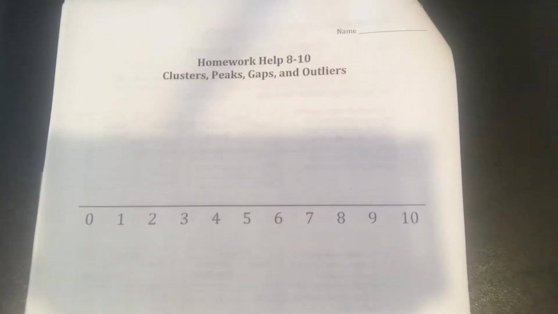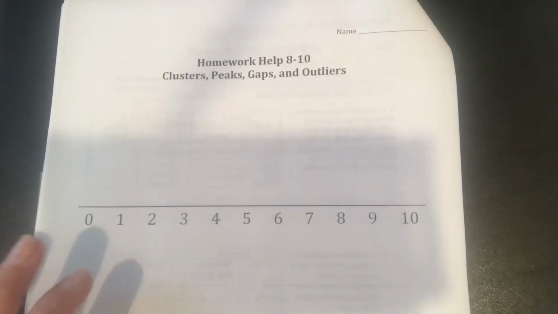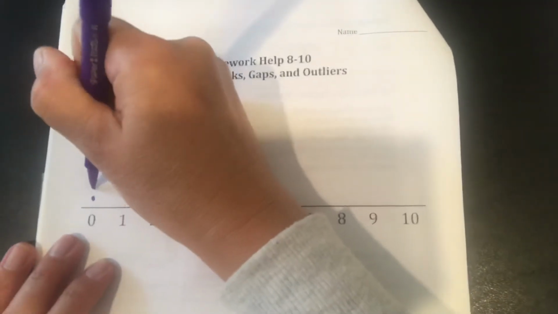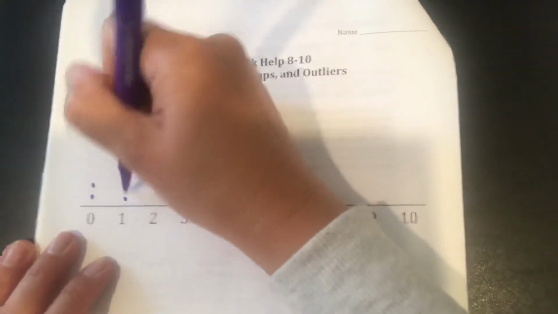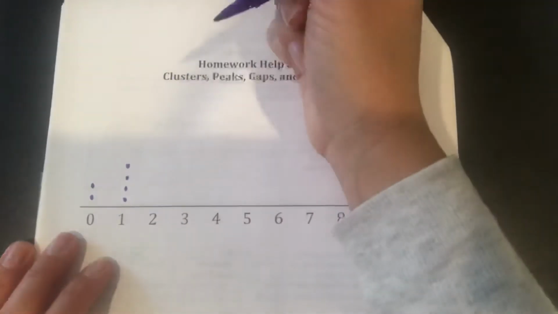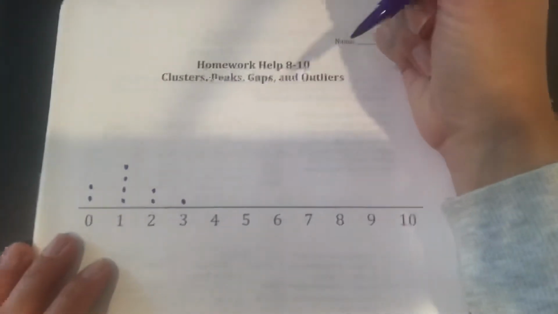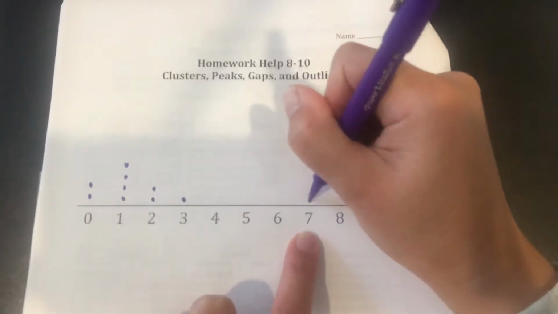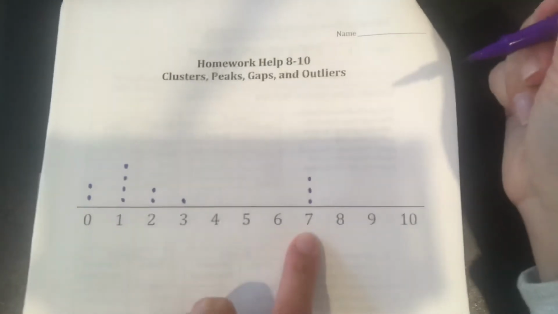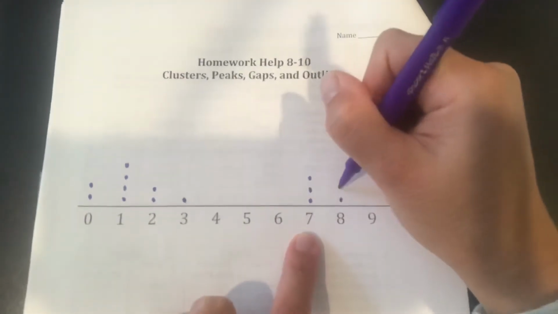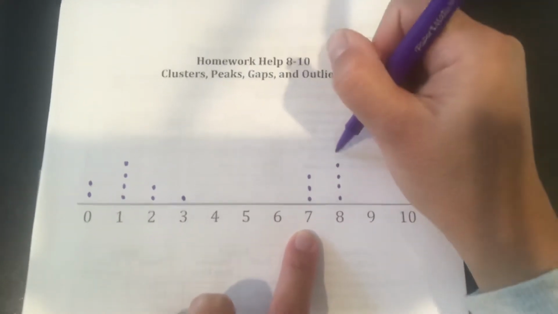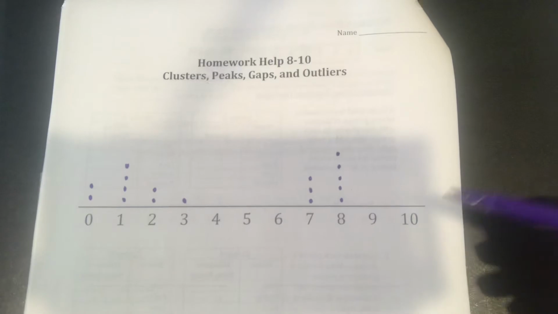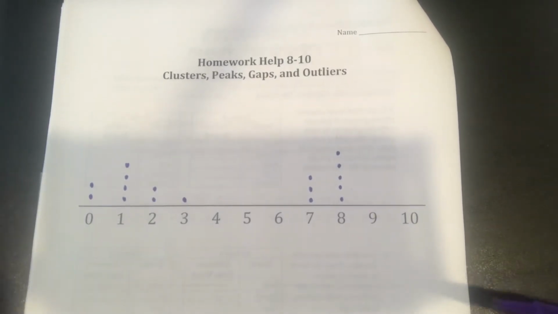Okay, so we're going to go ahead and start with a dot plot. First of all, I have 2 dots at 0, 4 dots at 1, 2 dots at 2, just fill this out as we go, 1 at 3, nothing at 4, 5, 6, 7 has 3, 8 has 5, and nothing at 9, and nothing at 10.